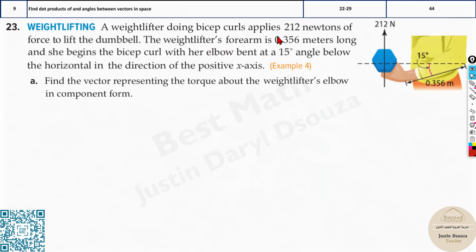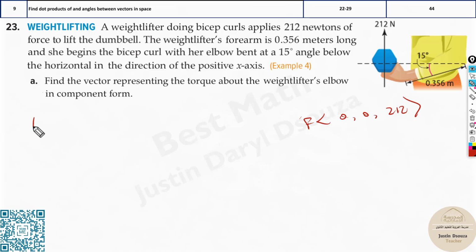Now the next problem: a weightlifter doing bicep curls applies 212 Newton of force to lift the dumbbell. Now you can see lifting the dumbbell, where is the force going? It's up and down, right? So I'll directly write the force, which is easy to write. It'll be 0, 0, force lifting upwards, 212. So that's the force vector.